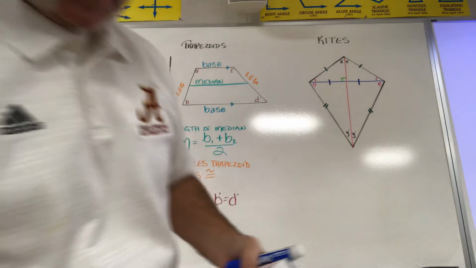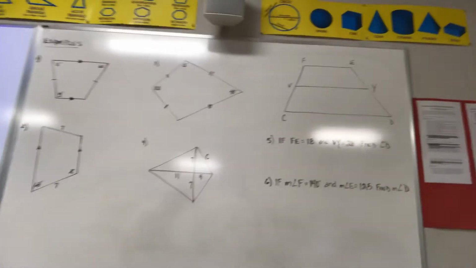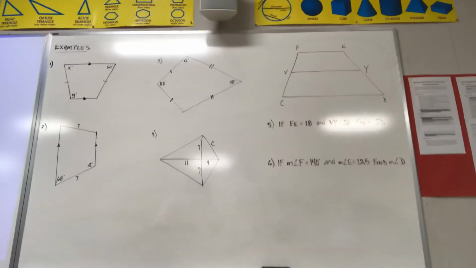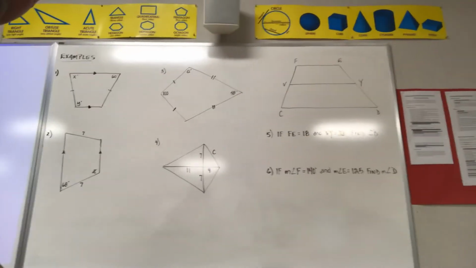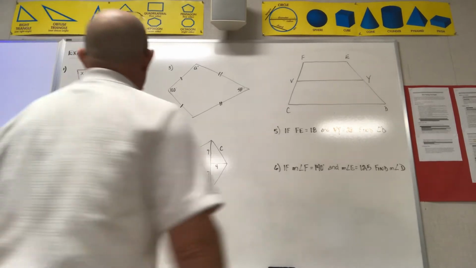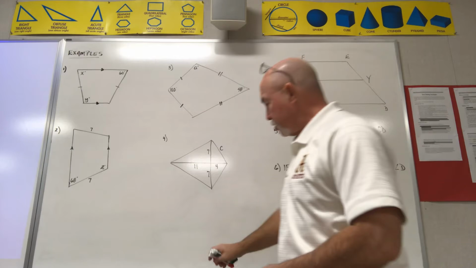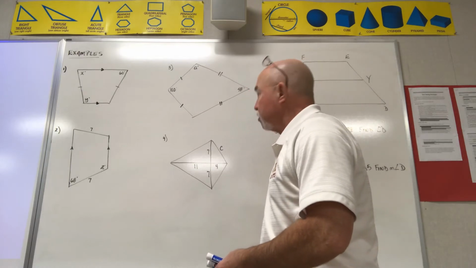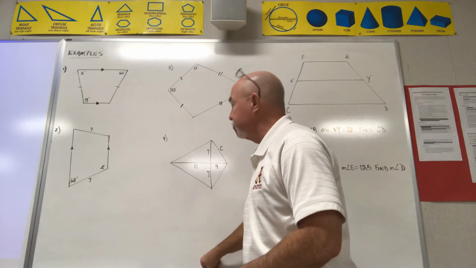Okay, got 6 examples, so we're going to have to go with 6 colors. Okay, here we go. On the first 4, I'm asked to find the value of the variable. Okay, we can do that.